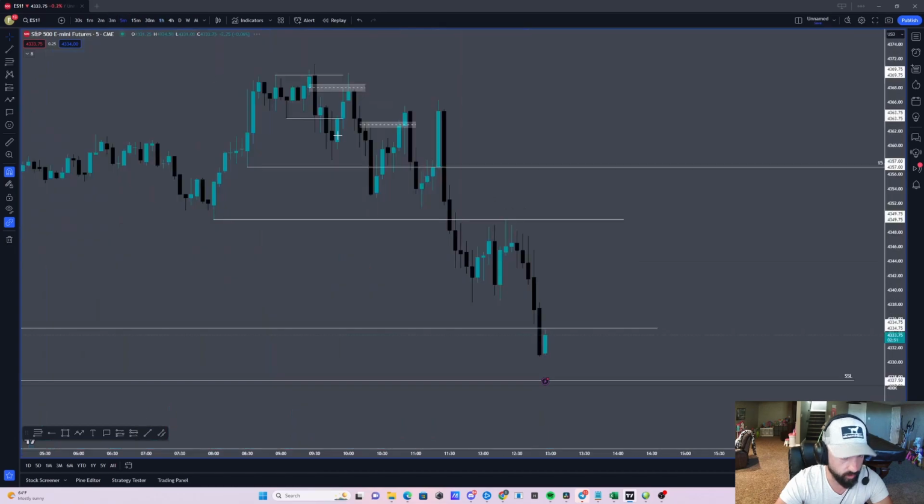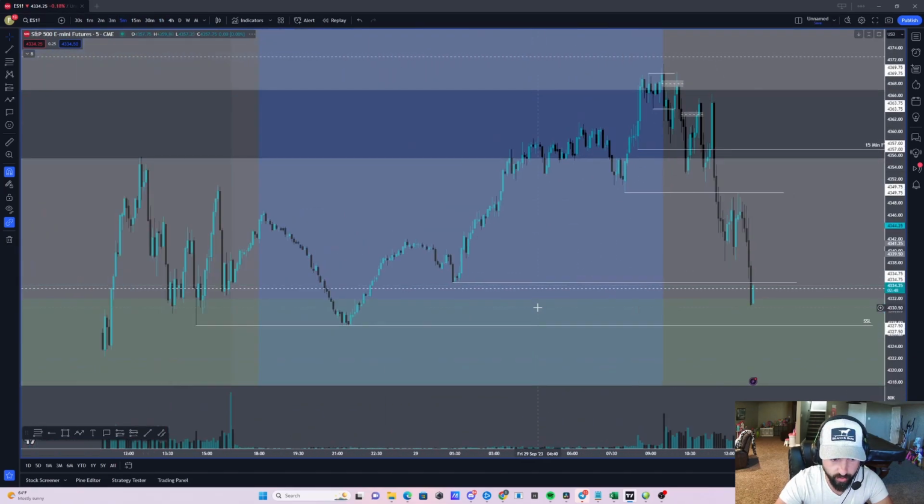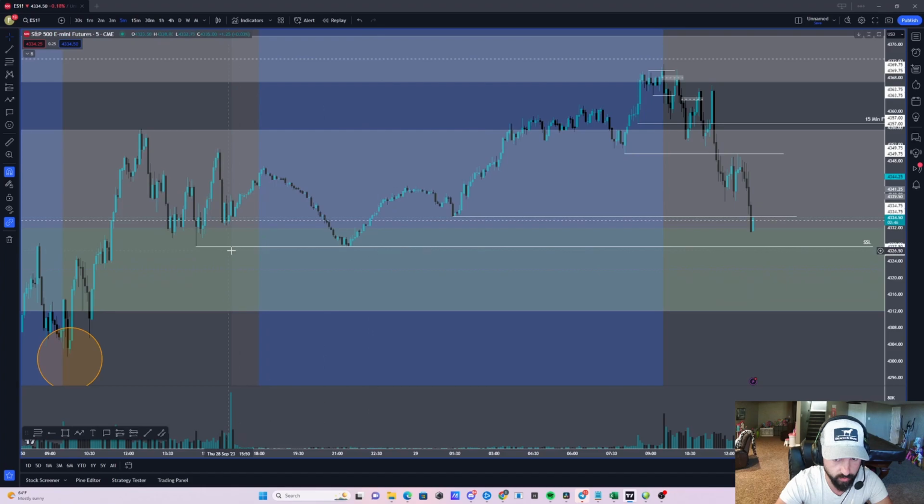Let's break this down even further. We go into the 5-minute chart here. We kind of see the same idea. We've got these relatively equal lows. We've got a lot of little pivots here that could equal sell side liquidity, essentially market targets for the downside.